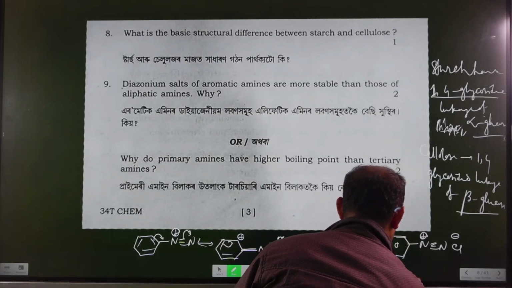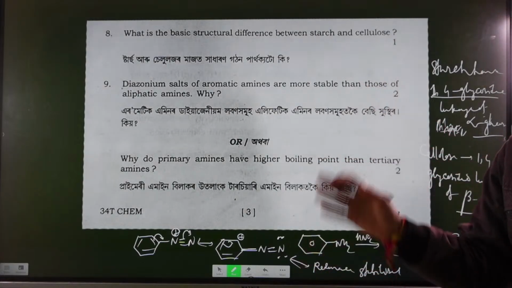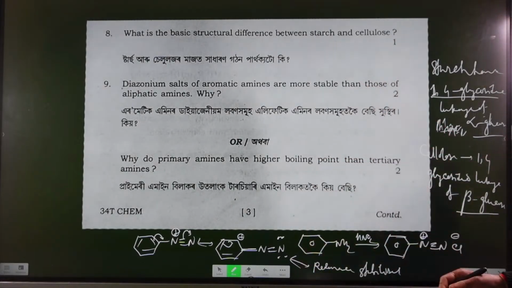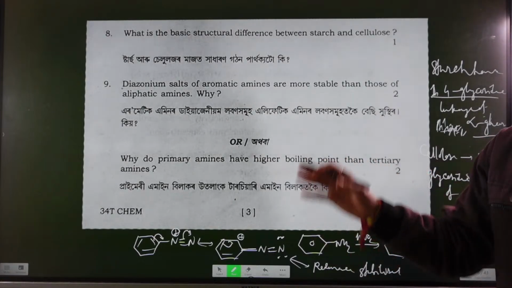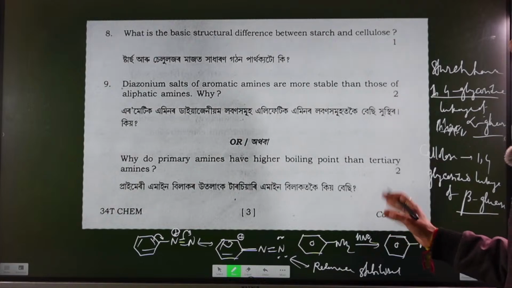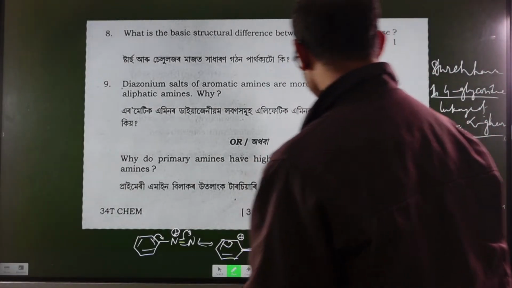Much more stable compared to your aliphatic amines, which can form the diazonium salt. In your aliphatic amines, there is no possibility for the formation of resonance stabilized structures. Okay, this is the basic difference.